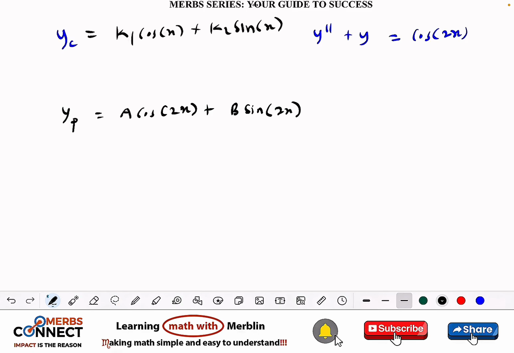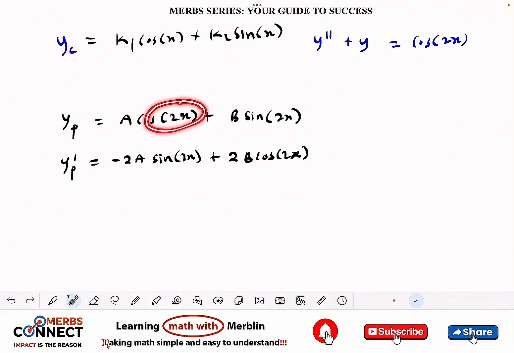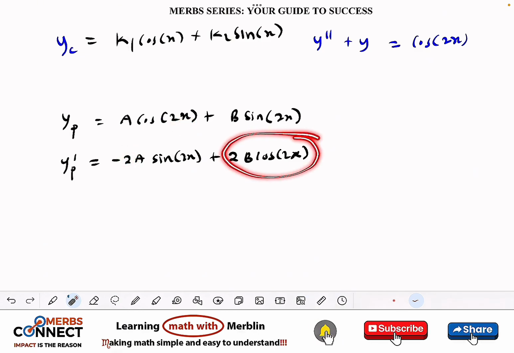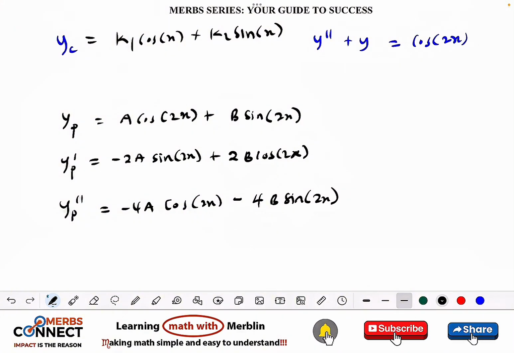So we can go ahead and differentiate. So yp prime will be equal to, when I differentiate this, I'm going to have minus 2a sine 2x plus, when I differentiate this, I get 2b cos 2x. So I hope you understood it. Differentiate cos, get minus sine, and differentiate 2x and get 2. The same thing for this one too. Let me differentiate again, and I'm going to have minus 4a cos 2x minus 4b sine 2x. If you know how to do differentiation, you can see that sine and cos just alternate. When you differentiate this, you get this. When you differentiate this, you get this.